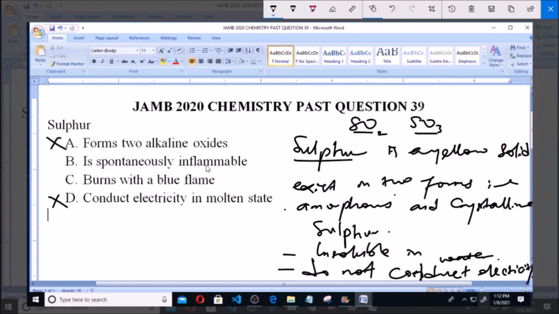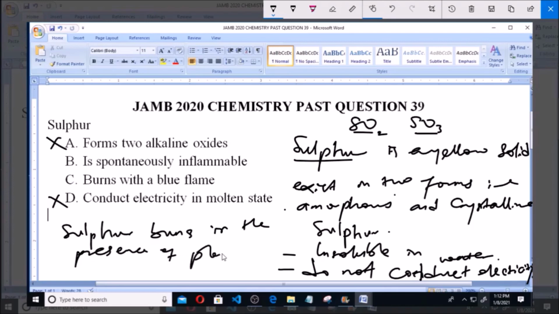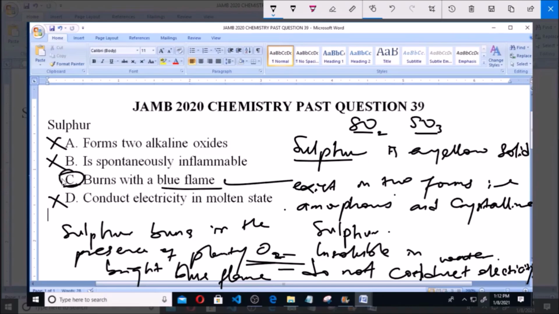Option B says it's spontaneously inflammable. Sulfur is not spontaneously inflammable. Sulfur only burns in the presence of plenty of oxygen. When there's enough O2, that's when sulfur burns, which is not spontaneously inflammable. And when sulfur burns, it burns with a bright blue flame. So you can see that option C is actually correct. Option B is wrong. So sulfur burns with a what? With a bright blue flame. So option C is the correct answer to our question.